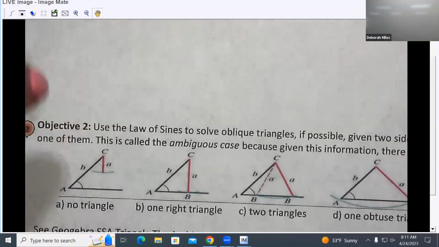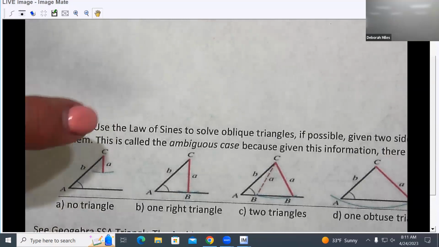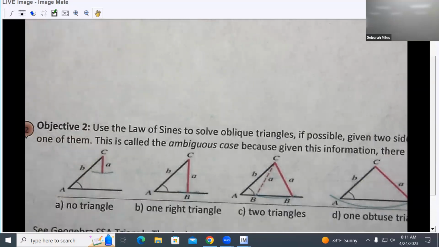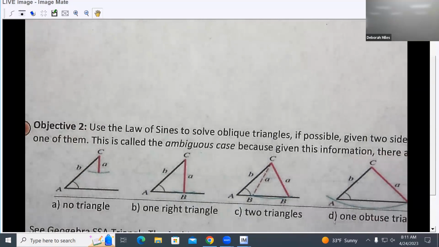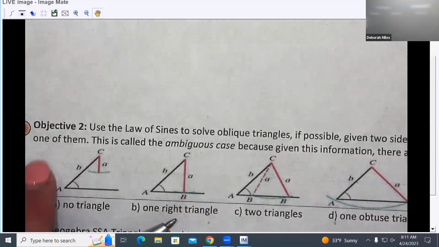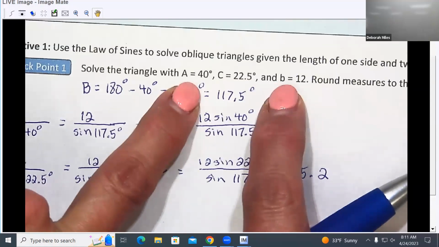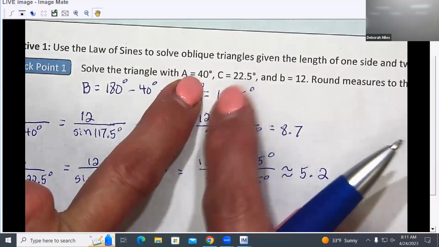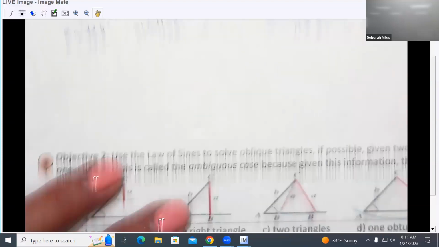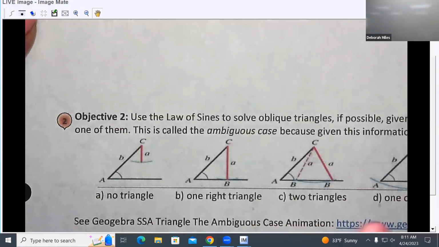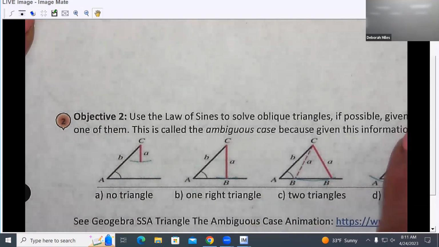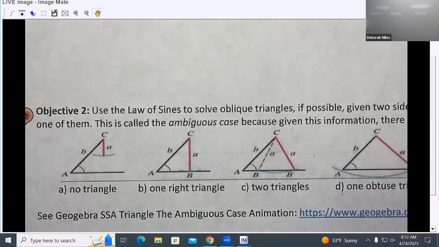Objective 2 is use the law of sines to solve oblique triangles, if possible, given 2 sides and an angle opposite one of them. In objective 1, we had 2 angles and one of the sides. If we had 2 angles, it's easy to find the third angle. But here, we're given different information. We're given 2 sides and an angle opposite one of them. That's called the ambiguous case of the law of sines. I don't like ambiguity, but it happens sometimes.